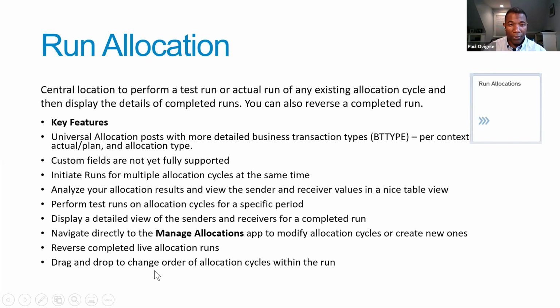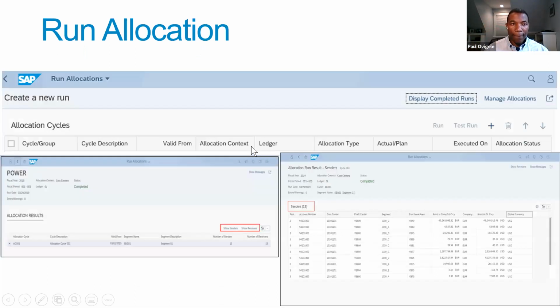You can do reversals. And when you have these allocations in your run allocation list, you have different cycles in the list. Normally, the sequence of execution of those cycles is in accordance with its ranking in the list. You can drag and drop the cycles if you want to change the order of the sequence, right?